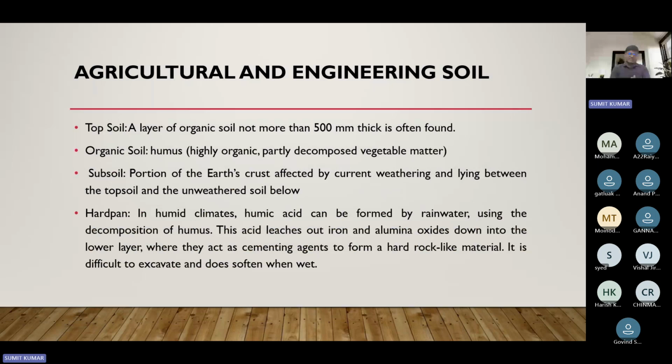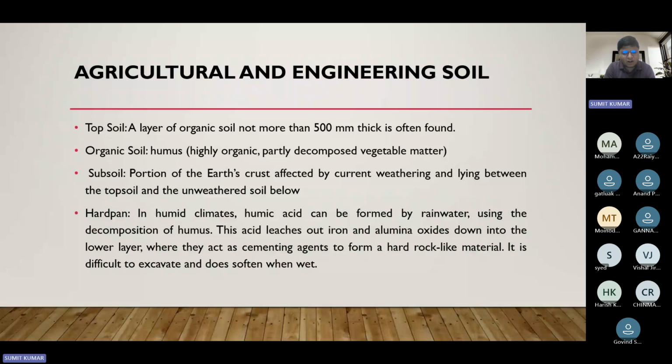So when we see the soil, there is a topsoil. The topsoil is a layer of organic soil that is very thin, like 500 thick, and it is often found. So we classify over here on the basis of a few things. When we say organic soil, organic soil is humus, highly organic, partially decomposed vegetable matter. And how is the organic soil formed? By the decomposition of organic matter, the organic humus gets formed.